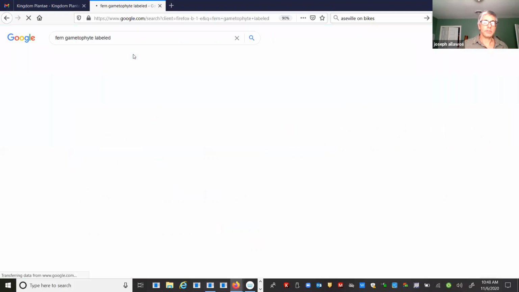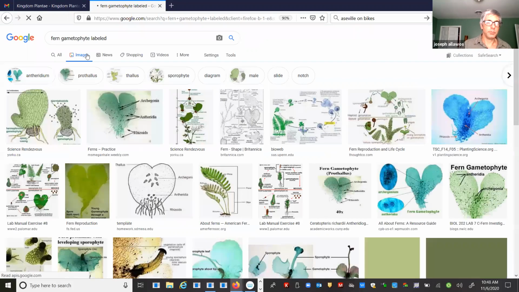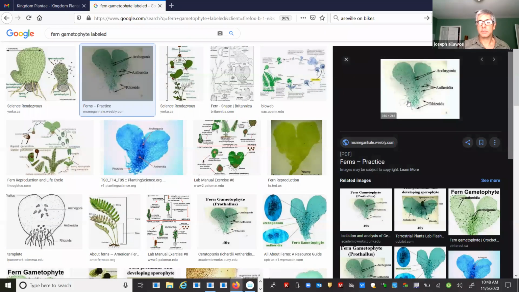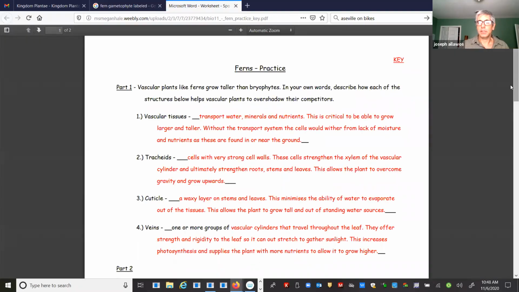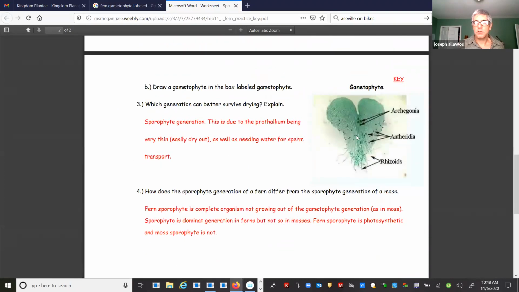Here's one labeled. Let's look at actual pictures of them. I want to see a picture of one. Here's a great one. I always show this one in my class. See if we can get it to be big. Yeah, there it is. So this is cool. You can see, again, this is probably at 10x or maybe even 25x. You can see the archegonia, the antheridia. The rhizoids are these little root-like structures which mount this thing to the soil.